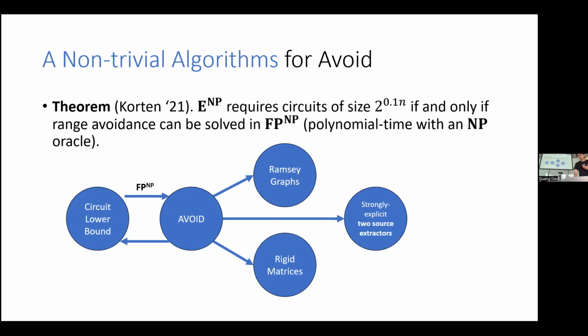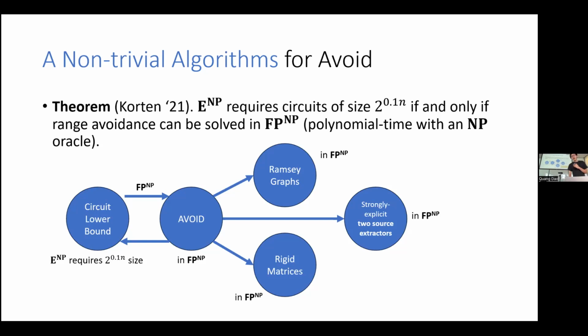So here is a map which says that, for example, if you believe this circuit lower bound or you can prove it, then you can automatically get an FP algorithm for range avoidance. Then you simultaneously get all these FP to the NP algorithms for these fancy problems, which we probably don't know. I think for these three examples, Ramsey graph, rigid matrix, and strongly explicit two-source extractors, with certain parameters they are still unknown in FP to the NP.